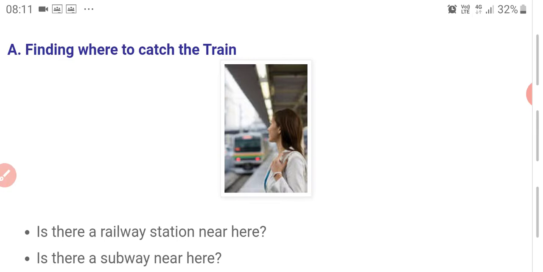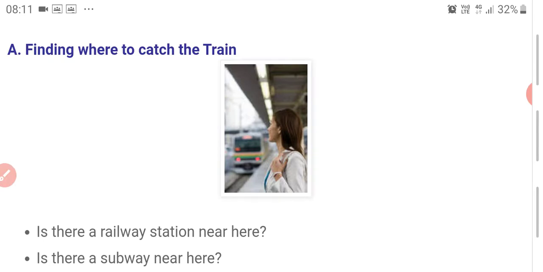Again, this is something I happened to come across over the net and thought it would be quite useful. So if you need to catch a train and you are looking for where to go, if you're not used to it, you can ask: is there a railway station near here? Say you're somewhere in the neighborhood and you're not familiar with it, you could ask just about anyone, any stranger on the road, for directions to a train station.